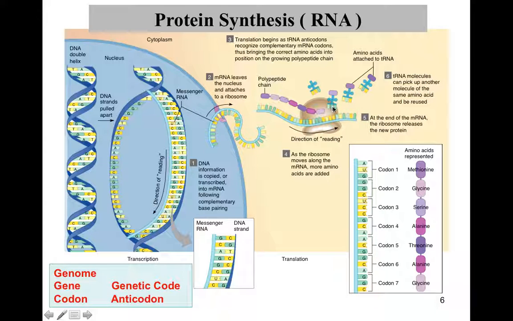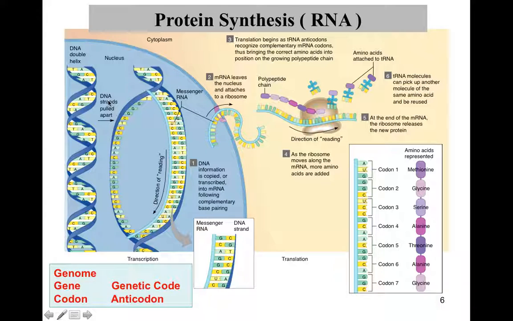This is the anticodon. So the anticodon is part of the transfer RNA. It matches with the codon on the mRNA. If it matches, it lets go of the amino acid.